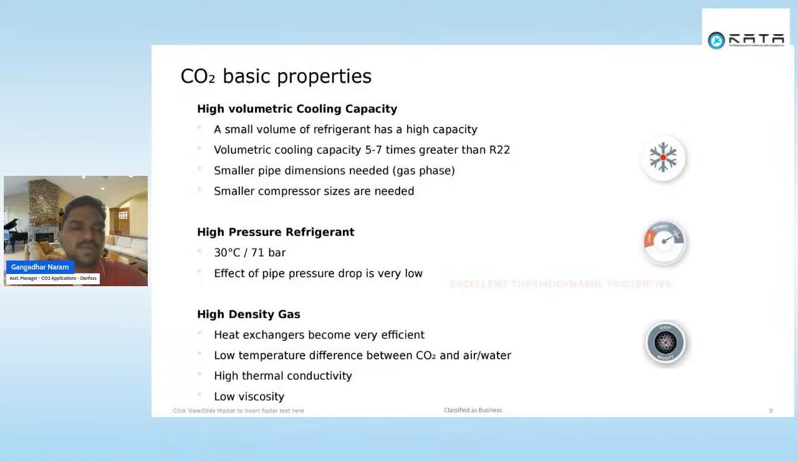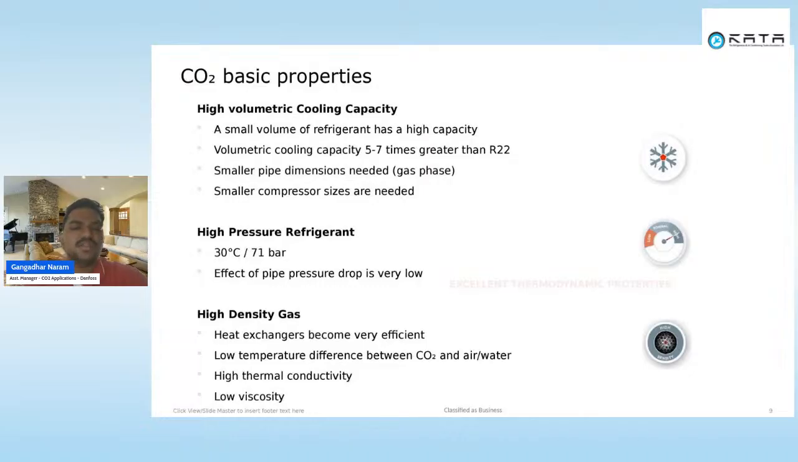But in CO2, it is in contrast, because the pressure losses are not much of an effect. Even if you have long pipes, it may have 0.5 or 0.6 or even 1 bar pressure drop. It does not have that much of an effect on the saturation temperatures. It has a high density gas, as we have already discussed.